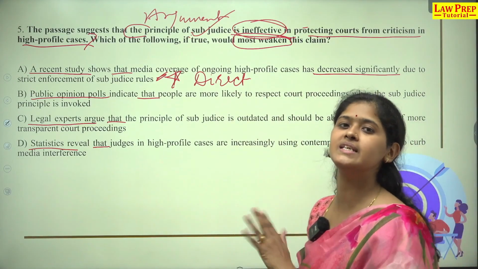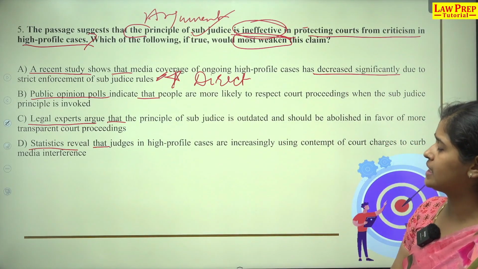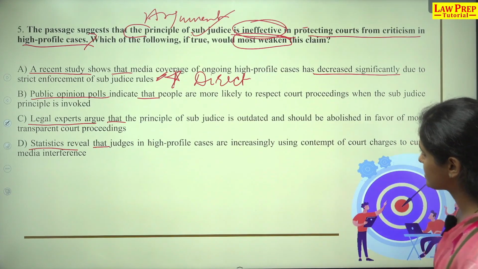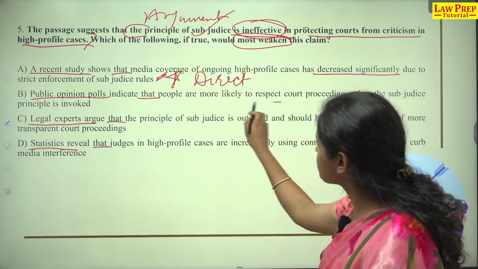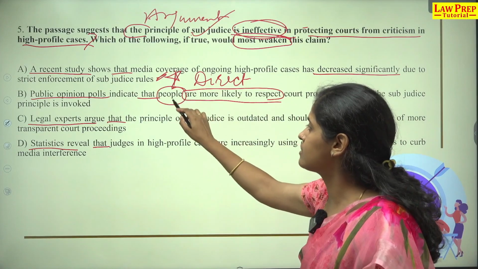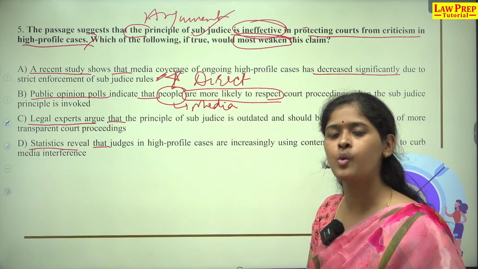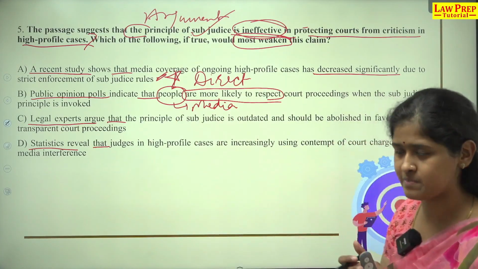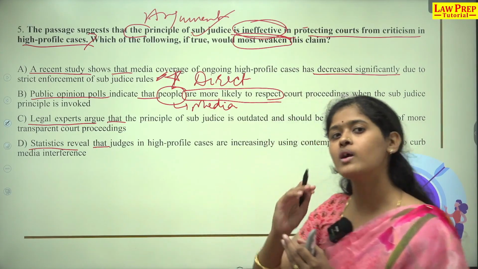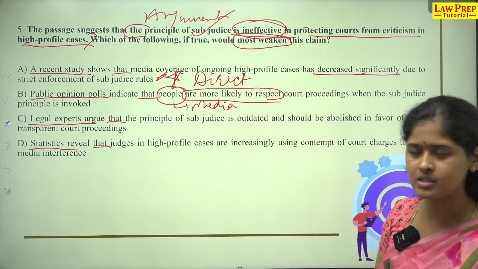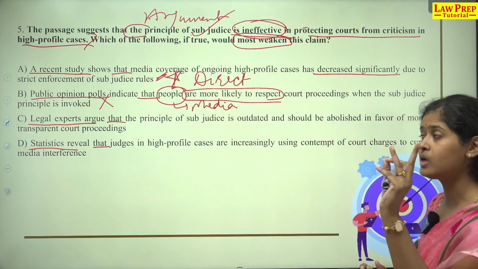Let me check BCD, right? That will be the correct approach to refine my thinking. Okay. Public opinion polls indicate that people are more likely to respect court proceedings when the sub judice principle is invoked. This is a discussion of respect, and that too more likely, and people in general, not media. The criticism is coming from where? Media. The option should include what? Media. That's a general option that people are more likely to respect the court. I will not take this answer because this appears too general to me, right? And is not directly attacking or directly challenging the author's argument.